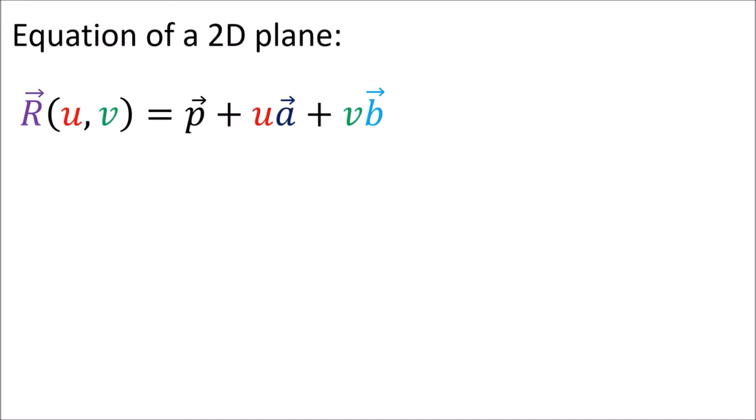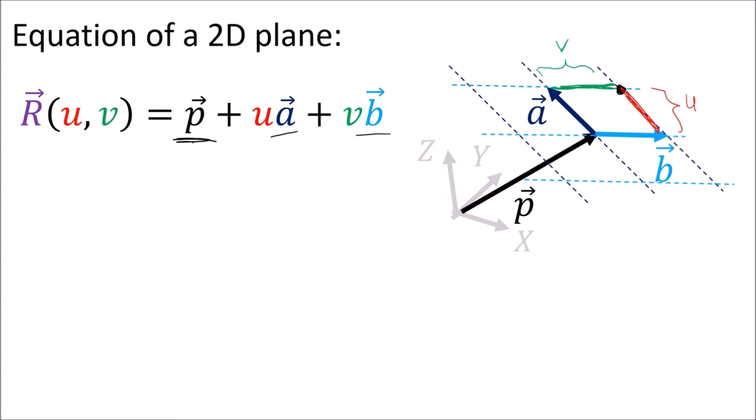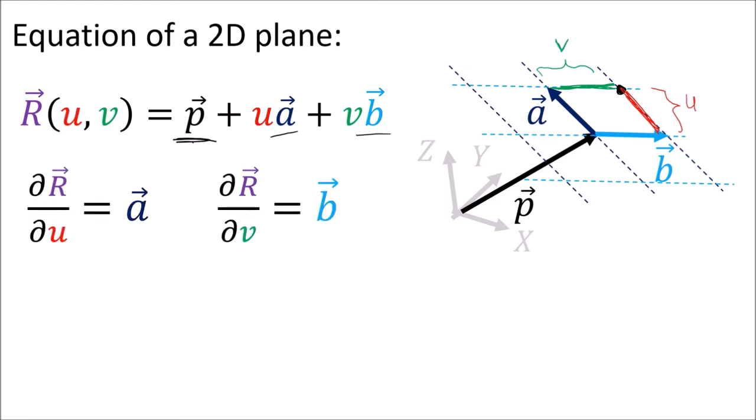So the general vector equation for a plane is here. Basically, we start with some position vector p, which sort of gives us a starting point on the plane, and then we take two vectors a and b, and add them together in different amounts given by the u and v variables. And this lets us get to any point in a flat 2D space by specifying the right u and v coordinates. So hopefully it's pretty obvious that the partial derivative with respect to u is just the a vector, and the partial derivative with respect to v is just the b vector.